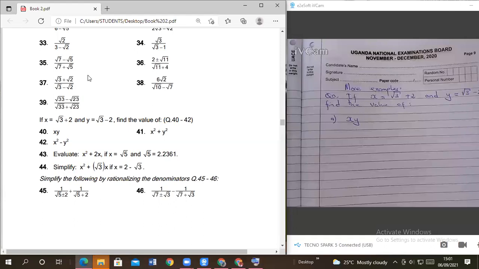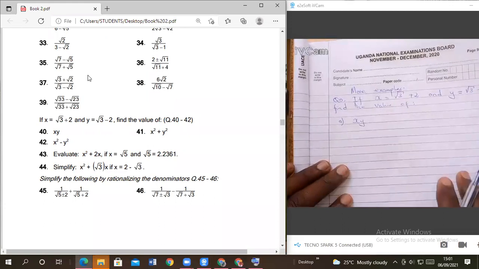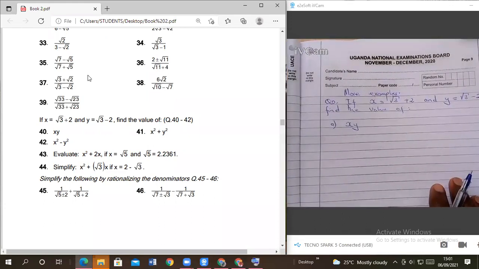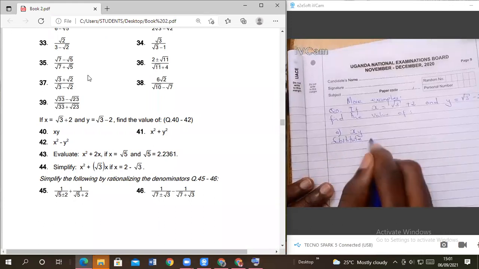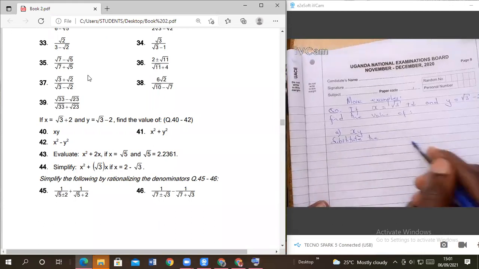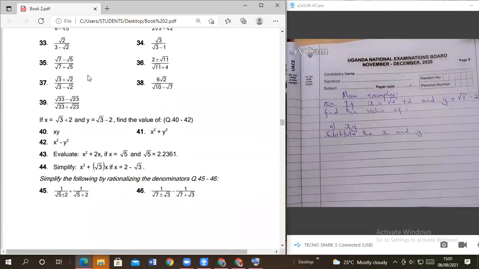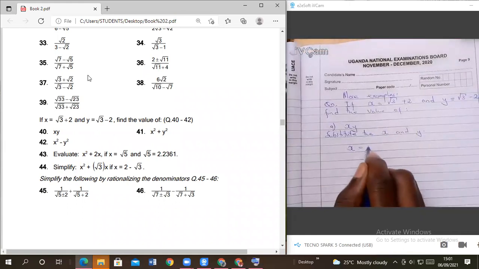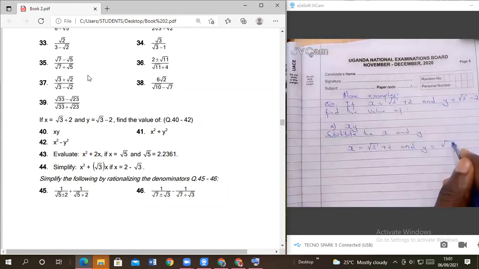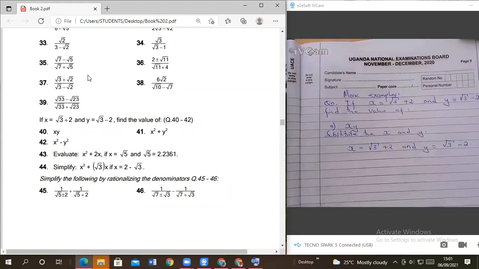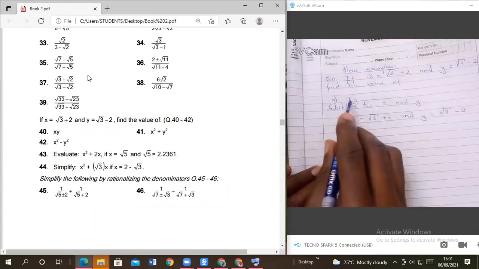So what are we going to do? We just substitute. It's just a matter of substitution. Substitute x and what? And y. So our x was given to be root of 3 plus 2, and our y was root of 3 minus 2. After that, you follow the operation as given. So follow the order, the way they've given.